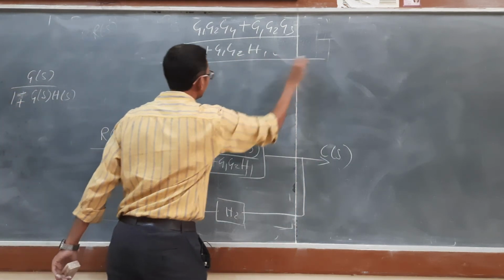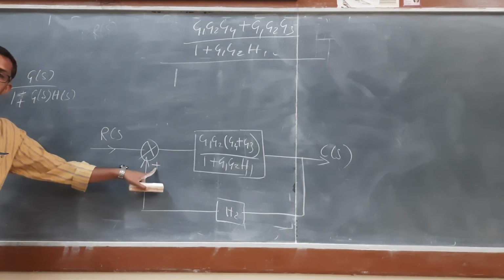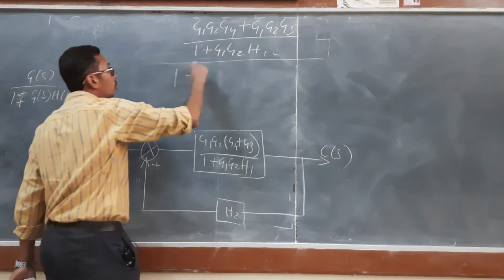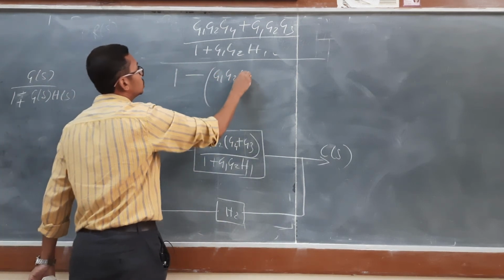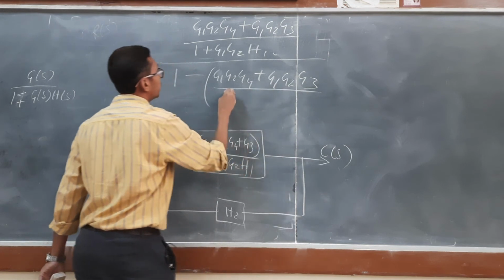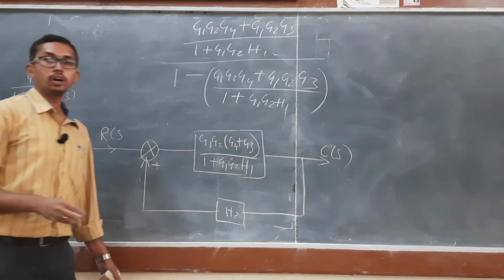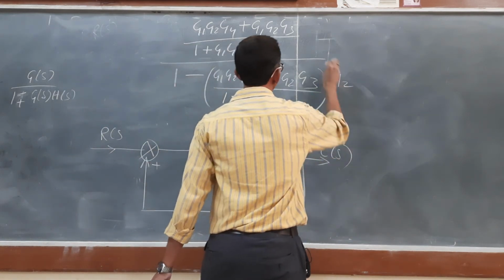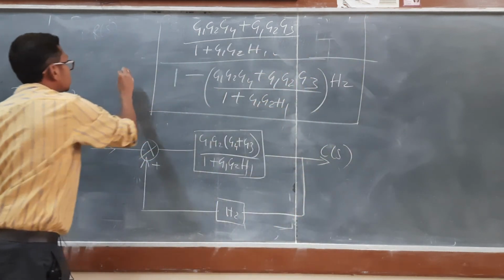So divided by 1, now it should be plus or minus. In this we have a plus symbol, therefore here it will be minus. This whole term is called G of S. I need to redraw this: G1 G2 G4 plus G1 G2 G3 divided by 1 plus G1 G2 H1, into H of S. What is H of S? It is H2. Okay, so this is the transfer function of the given system.